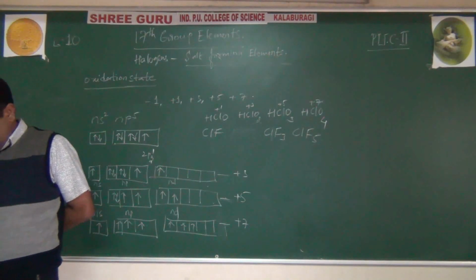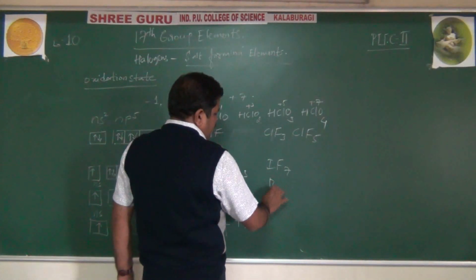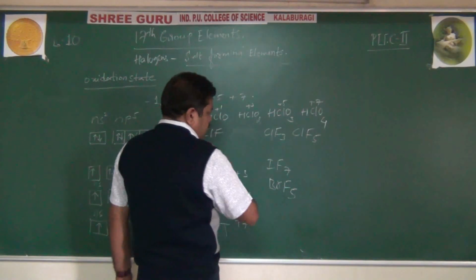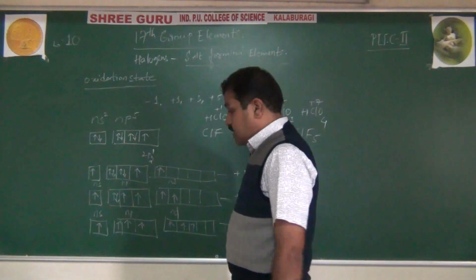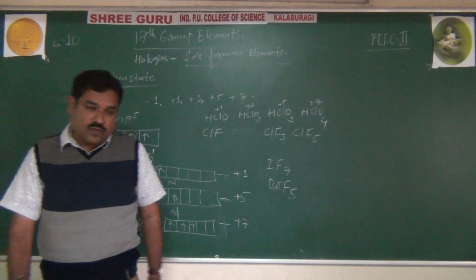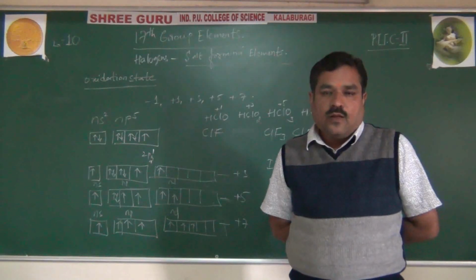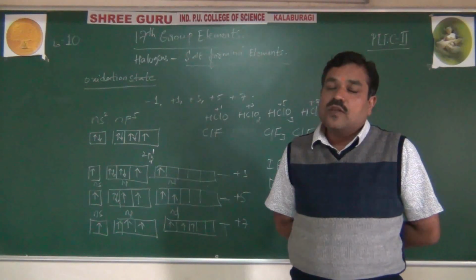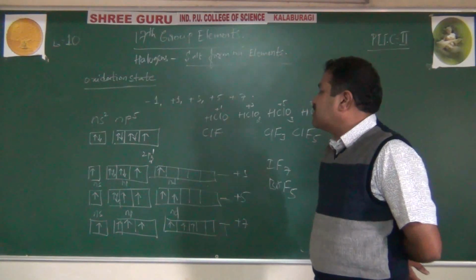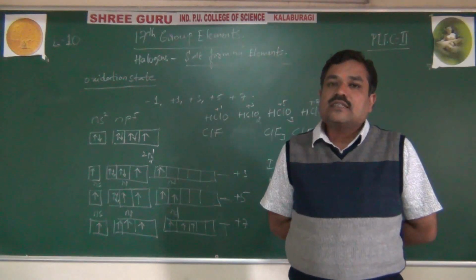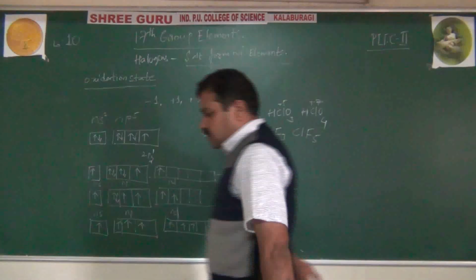Not only this, even iodine pentafluoride, bromine pentafluoride shows plus 5 oxidation state. Even bromine also, not just iodine or chlorine. That means except fluorine, which can exhibit minus 1, plus 1, at the most plus 2, all other elements exhibit plus 3, plus 5, plus 7 in the first, second and third excited states. Okay? So that's about the oxidation state.